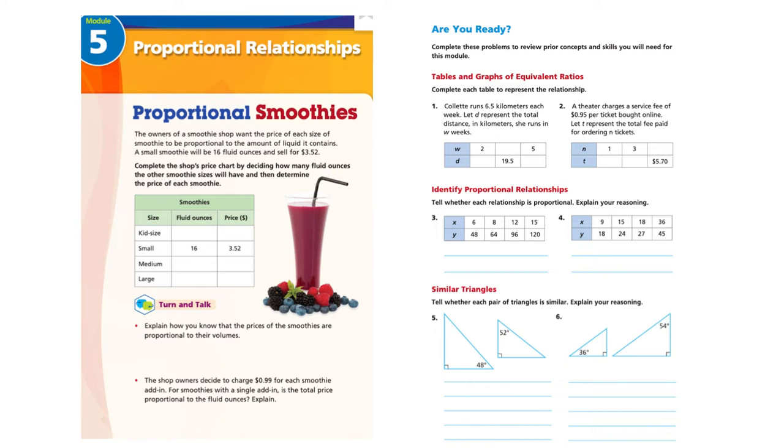So let's look at this first page. This is optional, but it's a good way to get you started thinking about proportions because this chapter is about proportional relationships. So I would encourage you to do that, but it's not required. This page, the Are You Ready, is a good idea to do because that'll tell you if you need to go back and review any concepts or skills that you'll need for this module. So do the Are You Ready? And then you can move on to the next page.